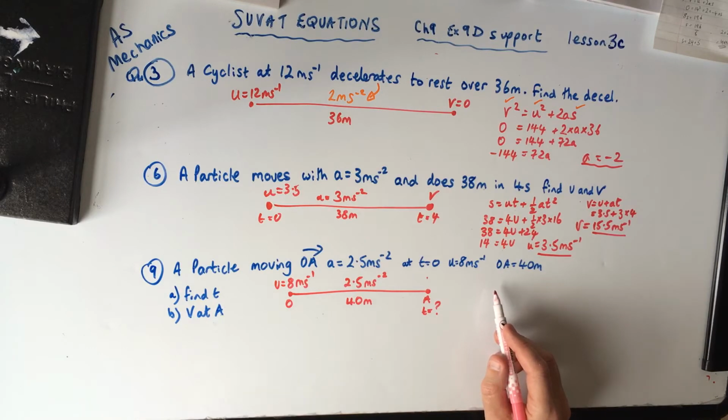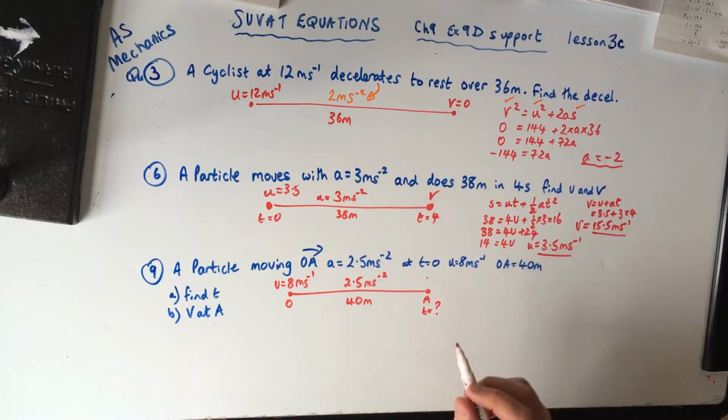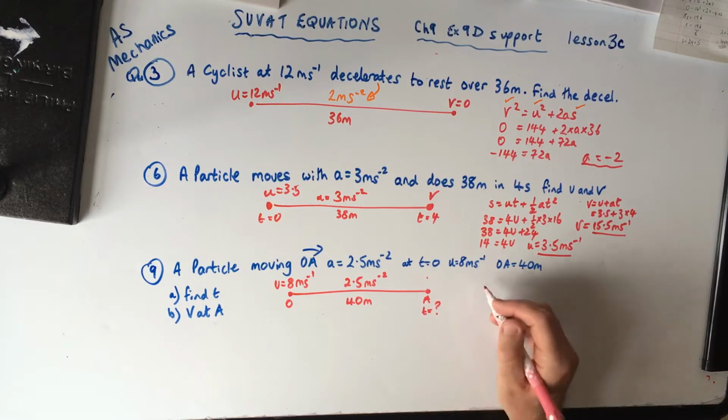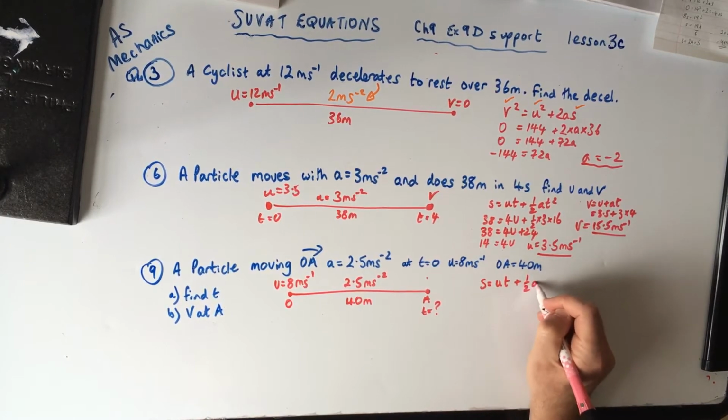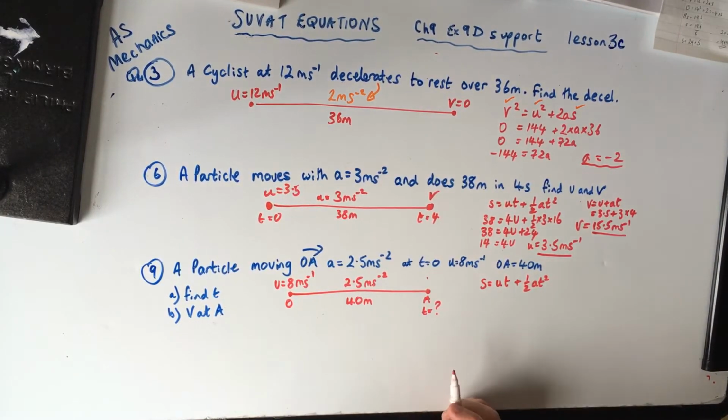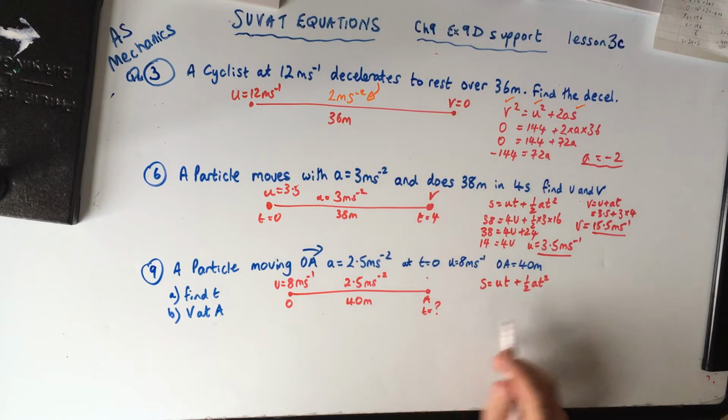Okay, so let's start with finding the time. So I'm going to have to use s equals ut plus a half at squared for that. And you can try using it. If you're saying, well, how come you've gone straight to that? Well, try using one of the others and you haven't got enough information. So it's as simple as that.